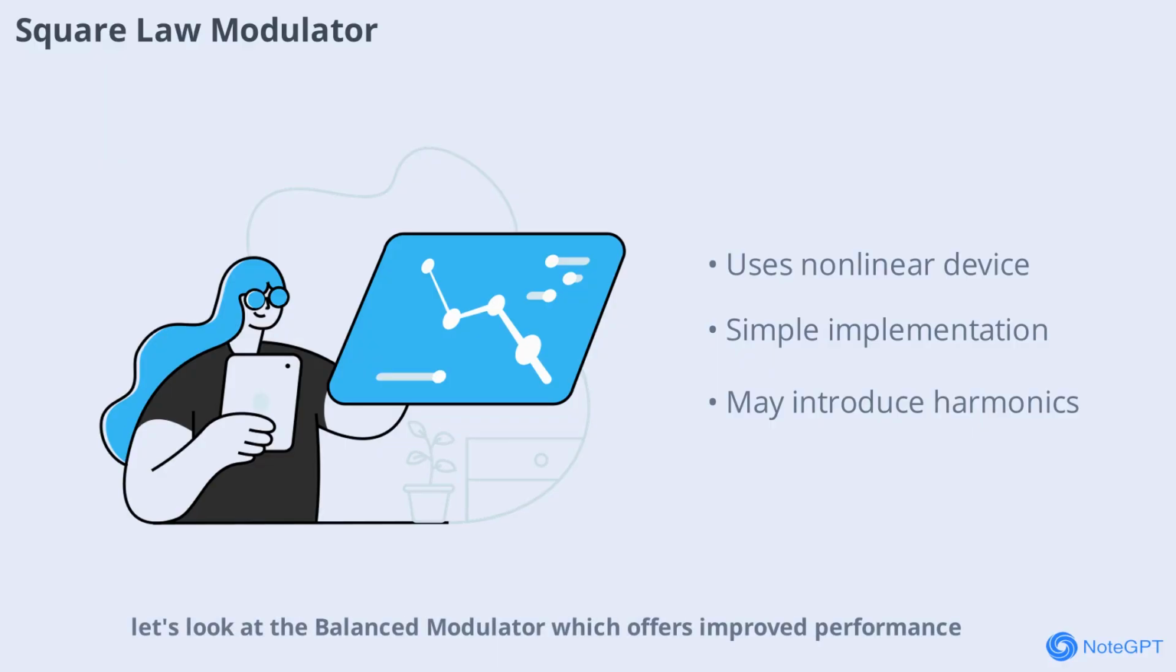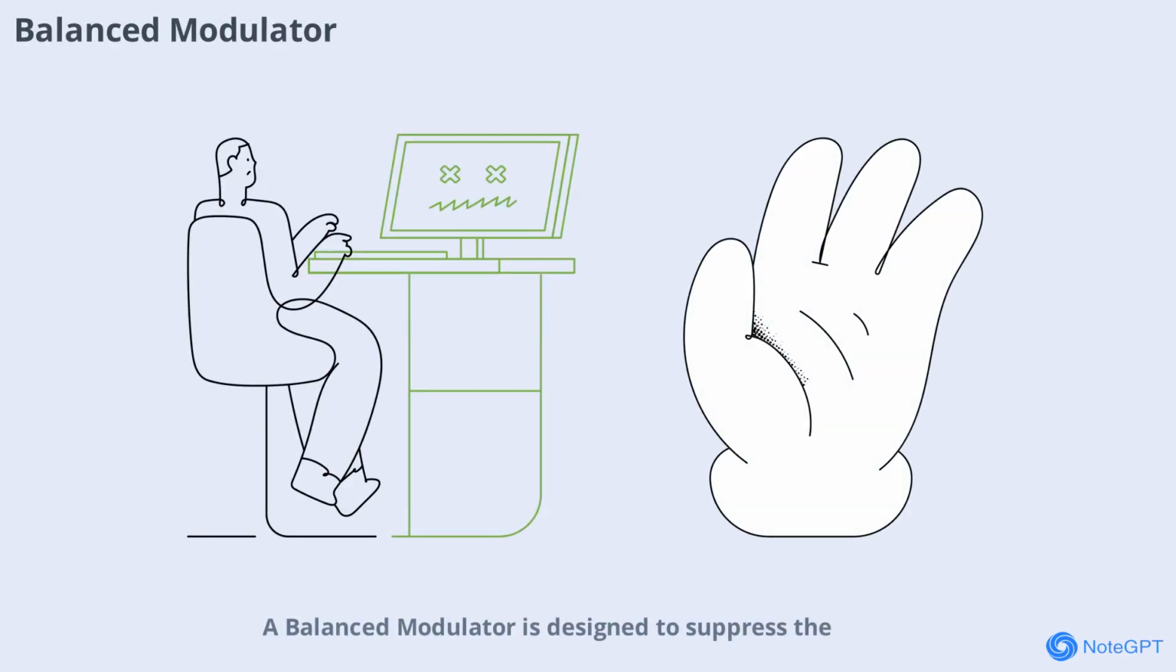Next, let's look at the Balanced Modulator, which offers improved performance. Balanced Modulator is designed to suppress the carrier while allowing the sidebands to pass through. It achieves this by using two identical circuits arranged so that the carrier components cancel each other out. This results in a double sideband suppressed carrier, DSB-SC signal, which is more power efficient than standard AM. Balanced modulators are commonly used in professional communication systems where efficiency is important.